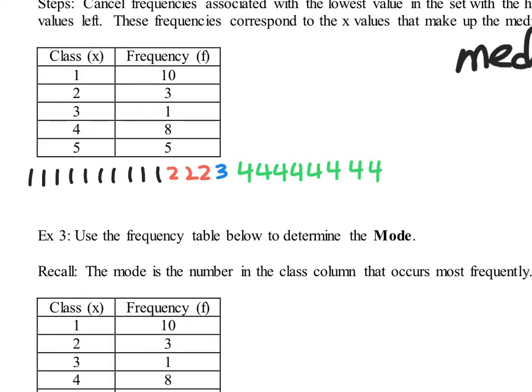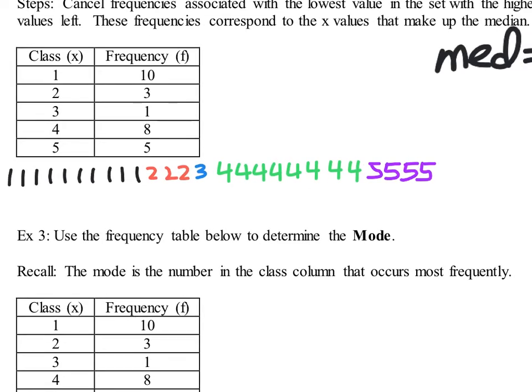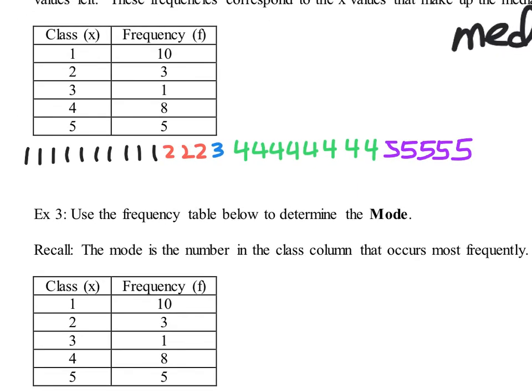And then the 5, 5 times. There's no way you're going to be able to see this one. So let me get one more in there. All right, so those are the actual values. If I listed them out, those are the numerical values.